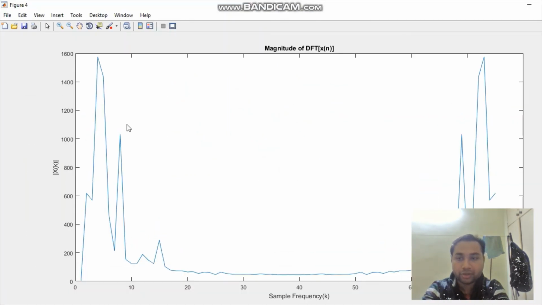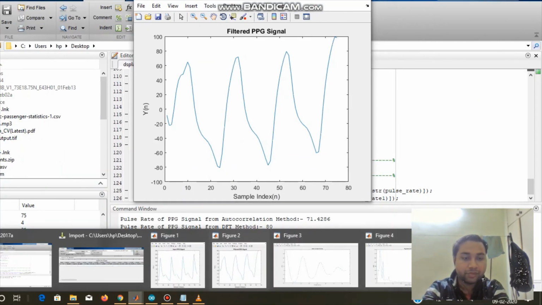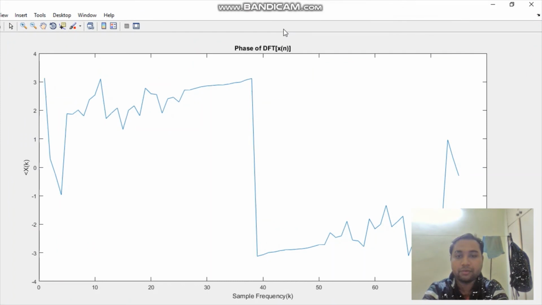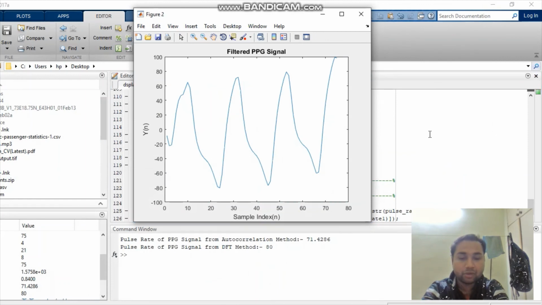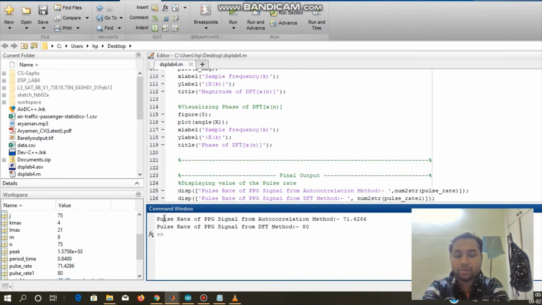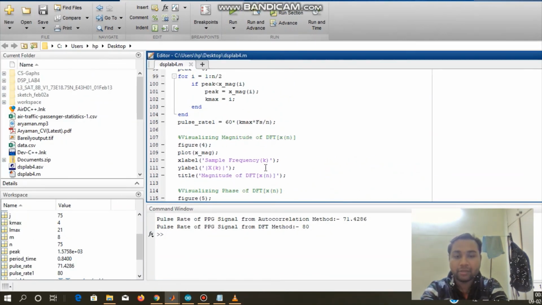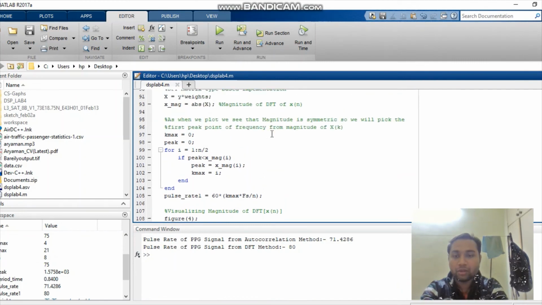Figure 4, as you can see, is the DFT implementation. This is symmetric. And figure 5 is nothing but the phase response of the discrete Fourier transform of x[n]. So as you have seen here, we have two implementations of the PPG signal's pulse rate, verified from MATLAB and Arduino, both with our autocorrelation function.